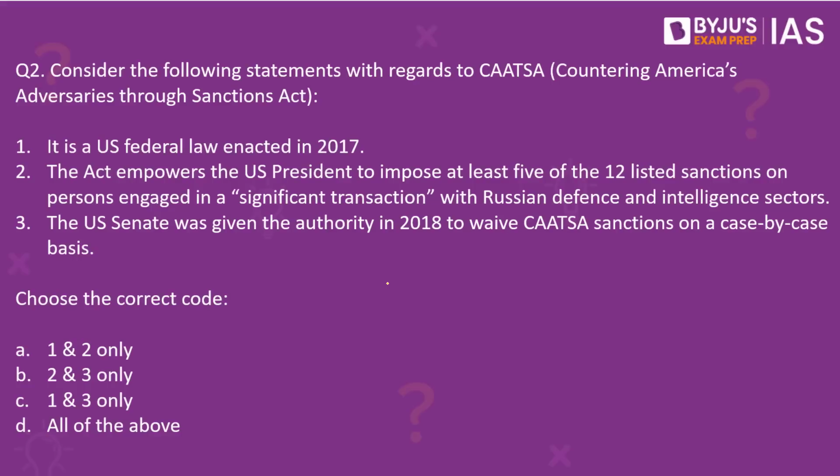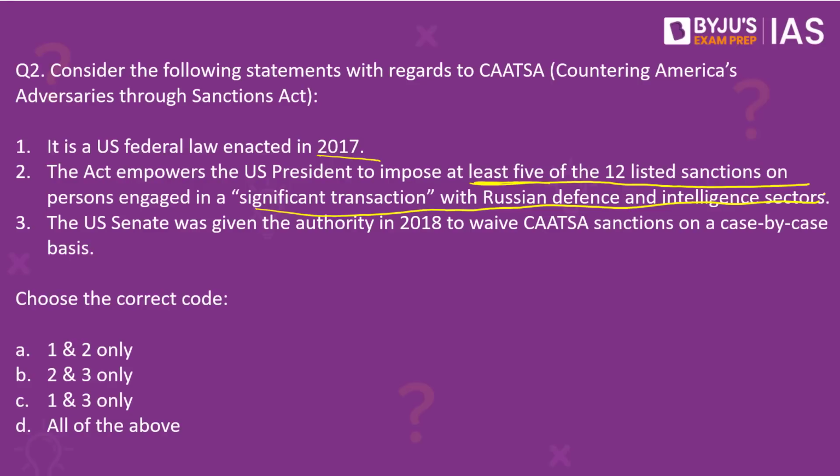Next, question number 2. Consider the following statements with regards to CAATSA, that is Countering America's Adversaries Through Sanctions Act. Number 1. It is a US federal law enacted in 2017. Second, the act empowers the US president to impose at least 5 of the 12 listed sanctions on persons engaged in a significant transaction with Russian defense and intelligence sectors. Third, the US Senate was given the authority in 2018 to waive CAATSA sanctions on a case by case basis. Which of these given statements is or are correct?